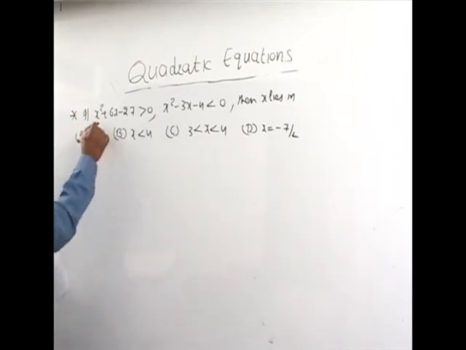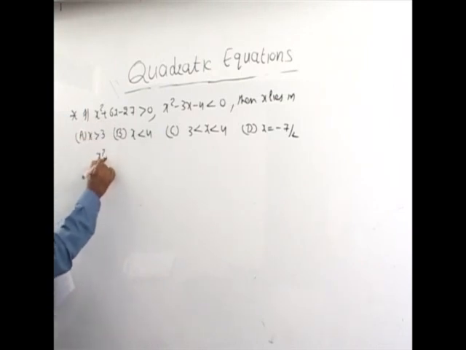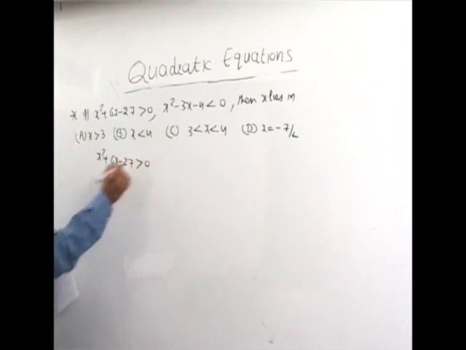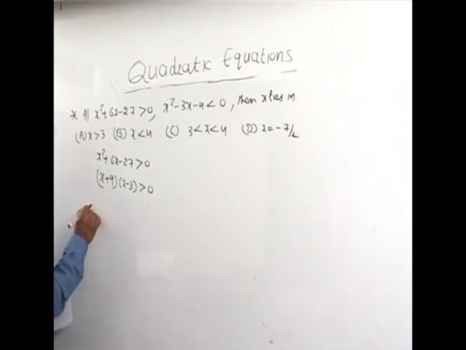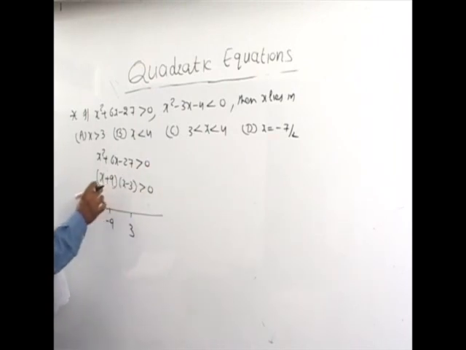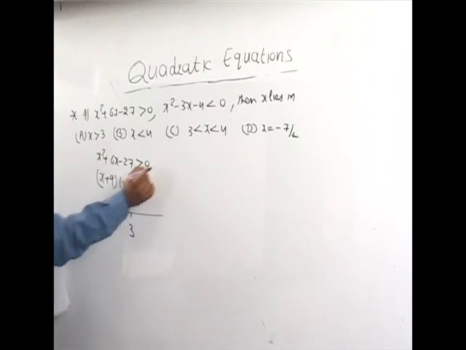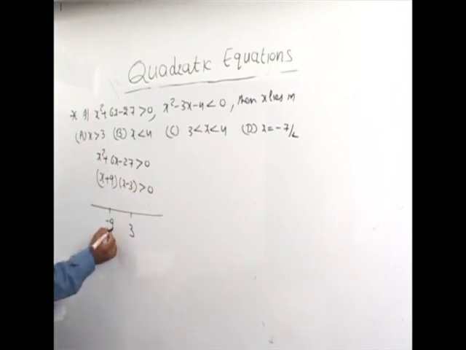That means we'll take the first thing: x square plus 6x minus 27 greater than 0. We make the factors. Factors will be (x plus 9) into (x minus 3) greater than 0. Now we'll draw a number line and apply the wavy curve method, as we have done earlier also. We will find out the roots where this function becomes 0, that means at x is equal to minus 9 and x is equal to 3, this function becomes 0. We find out these points.